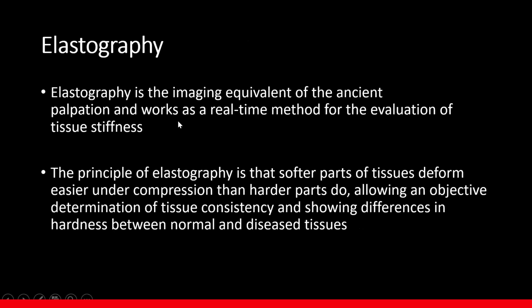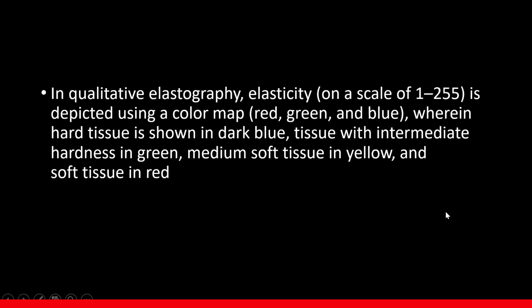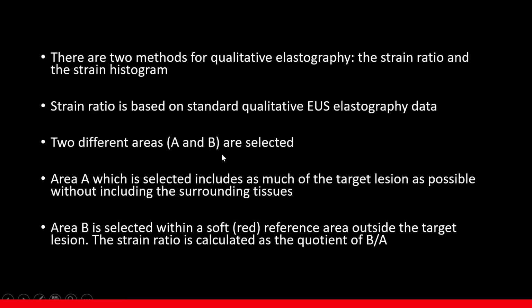Now coming to elastography. Elastography is the imaging equivalent of the ancient palpation and it is a real-time method for evaluation of tissue stiffness. The simple principle is softer tissues deform easily, harder tissues are difficult to deform. Two types, qualitative and quantitative. Qualitative elasticity is scored 1 to 255 in the form of a color map: red, green, blue. Hard tissue is dark blue, intermediate is green, soft tissue is yellow, and softest tissue is red. Two methods for qualitative: strain ratio and strain histogram. Strain ratio is very important.